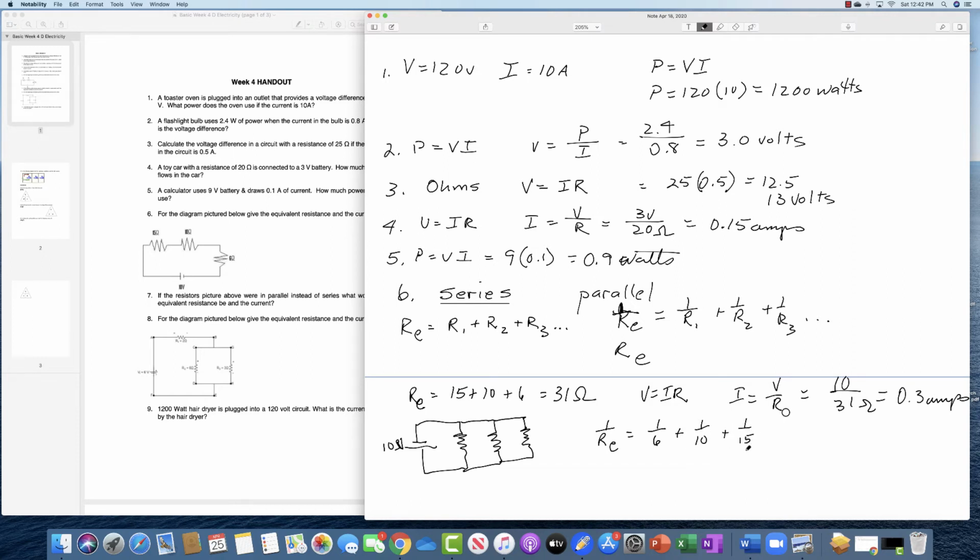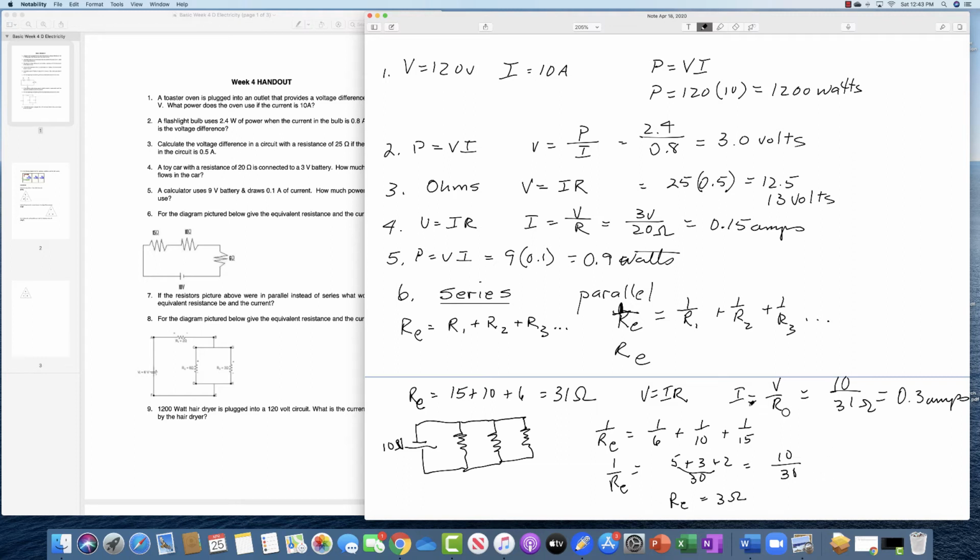And the least common denominator here is going to be 30. 6 goes into 30 5 times, plus 10 goes into 30 3 times, plus 15 goes into 30 2 times. If you add all that up, you get 10 over 30, and that equals 1 over RE. So RE is going to equal the inverse of that, which is 30 over 10, or 3 ohms.